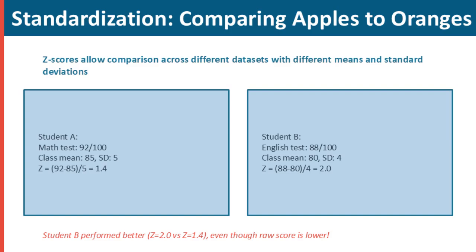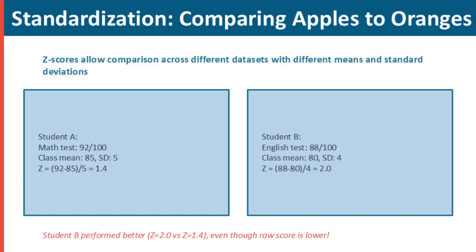Whereas student B gets 88 out of 100 on an English test. The class average is around 80 with a standard deviation of 4. So the z-score for student B is perfectly 2. Now here is the question: which student actually performed better? Your first instinct might say student A, they got 92 versus 88. But look at the z-scores. Student B has a z-score of 2, whereas student A has a z-score of 1.4. So clearly student B performed better even though their raw score was lower.